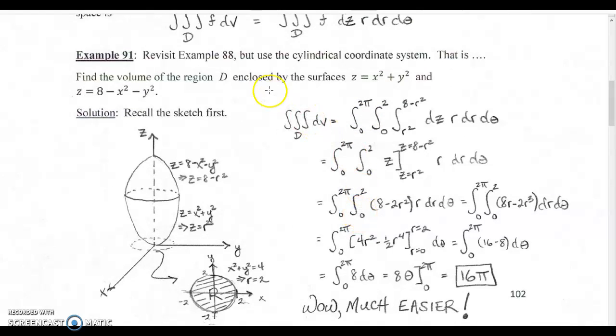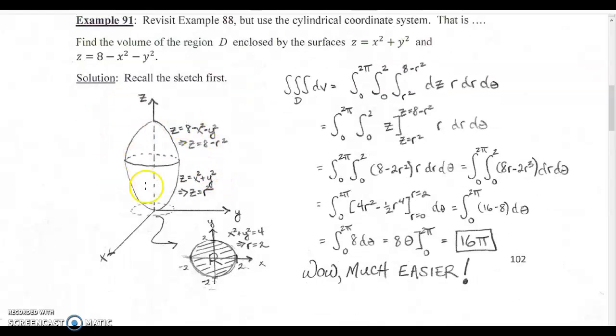So as an example, let's revisit that example that took me 3 videos to walk through, where we ended up having to do a trig substitution, but I will finish it in this many steps. So we're using the cylindrical coordinate system, and it makes it a lot easier because this lends itself to a very simple integration. So we want to find the volume of the region D enclosed by the surfaces z equals x squared plus y squared and z equals 8 minus x squared minus y squared.